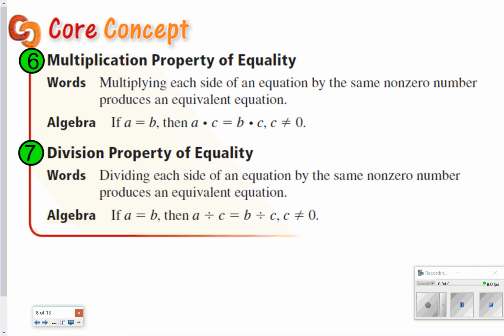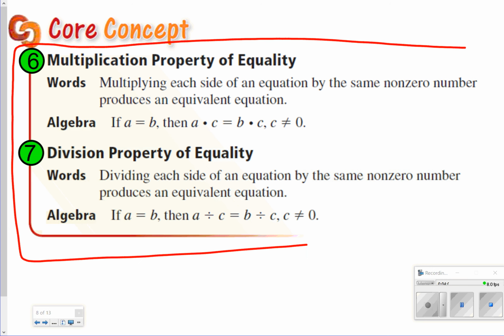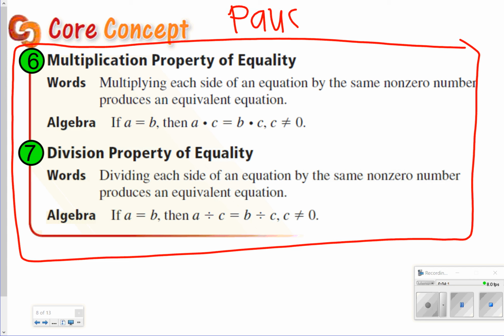Next up, we have the 2 other properties. We have the multiplication property of equality and the division property of equality. Just keeping in mind, anytime you multiply each side of an equation by the same non-zero number, it produces an equivalent equation, and the same thing for dividing. Let's go ahead and take time now to pause the video here so you can write down numbers 6 and 7, and once you're done, click play to see what happens next.